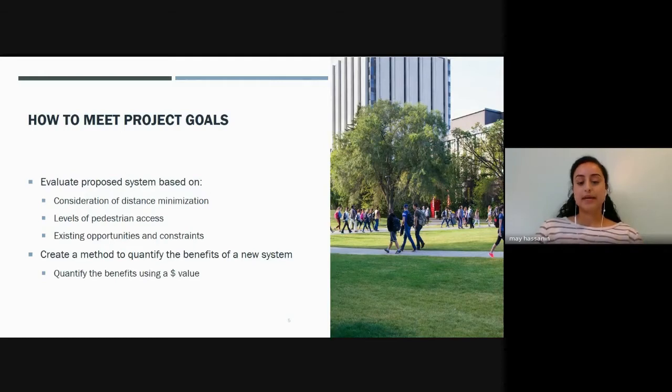The development of a recommended plan included network design and evaluation, consideration for distance minimization, levels of pedestrian access, and existing opportunities and constraints. It was important to create a method to quantify the benefits of pedestrian infrastructure improvements in a dollar value. Potential networks were evaluated based on cost-benefit ratios, safety, and several other elements that will be discussed later on in this presentation.